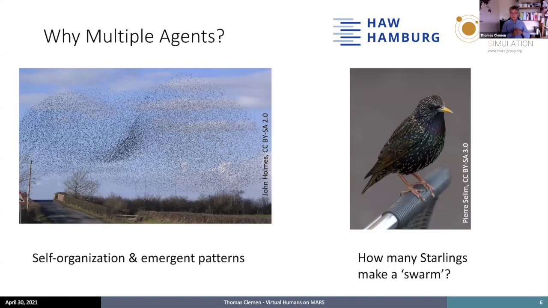So the next question is, how many starlings make a swarm? You can somehow prove this next autumn in the northern hemisphere, when you're looking at bird migration and the time when the starlings group together. So when would you say a flock of starlings is really a flock, or is it a larger family? This question is not really easy to answer.